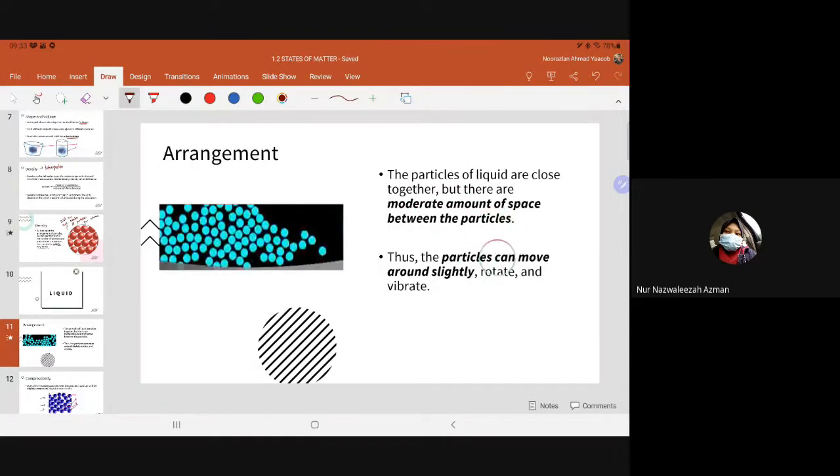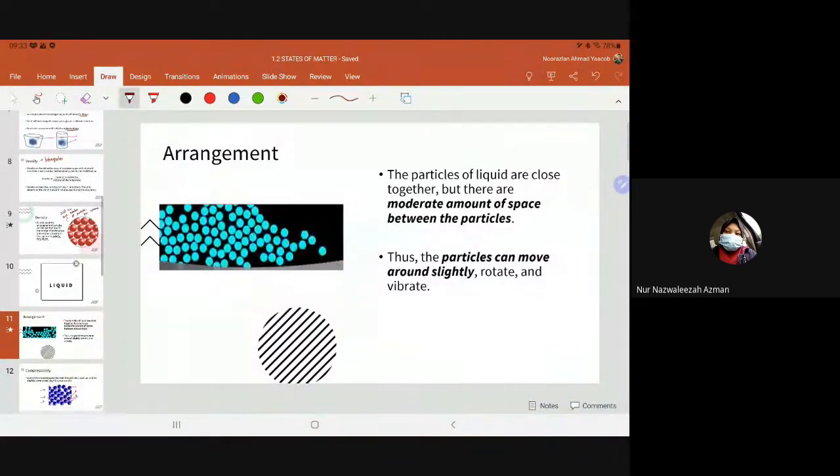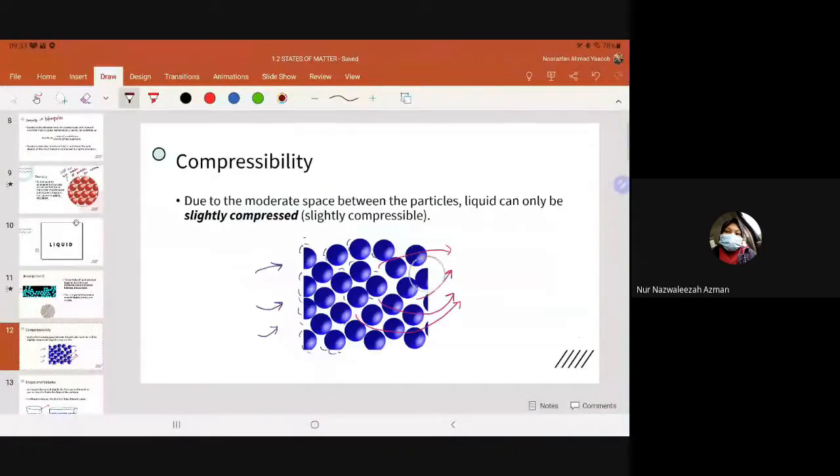Okay? Particles can move around slightly, rotate and vibrate. Jadi particle ni boleh bergerak lah. Dia boleh masuk, boleh pergi tempat lain. Tapi dia tak adalah boleh bergerak sangat. Dia boleh bergerak sedikit, slightly. And because of these properties, kalau kita tengok compressibility okay, due to the moderate amount of space between the particles, liquid can be slightly compressed. Okay, kita boleh tumpatkan dia sedikit.